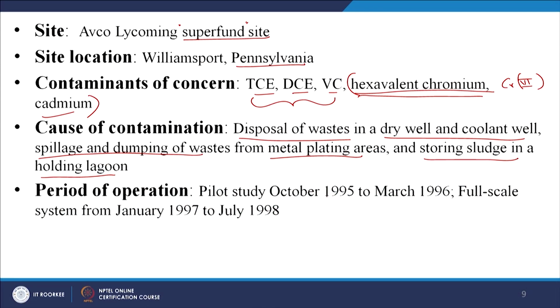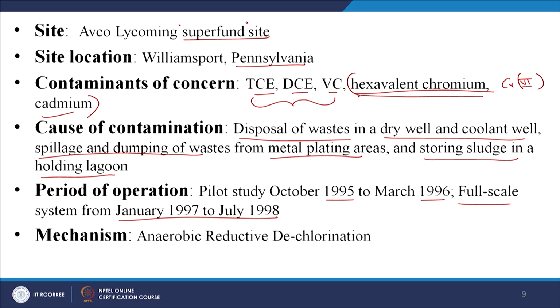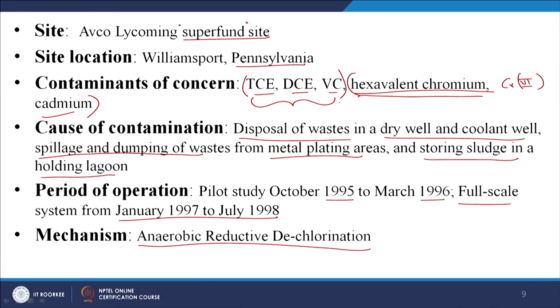So they were looking at the relevant aspect with respect to bioremediation, right. So they were looking at a pilot scale study initially from 1995 to 1996 for around 6 months, and then full scale for around 1.5 years, let us say, right. So that is what we have out here. And what were they looking at? They were typically looking at anaerobic reductive dechlorination, let us say, right. Obviously they were not pumping oxygen through, and they were typically looking at these contaminants.